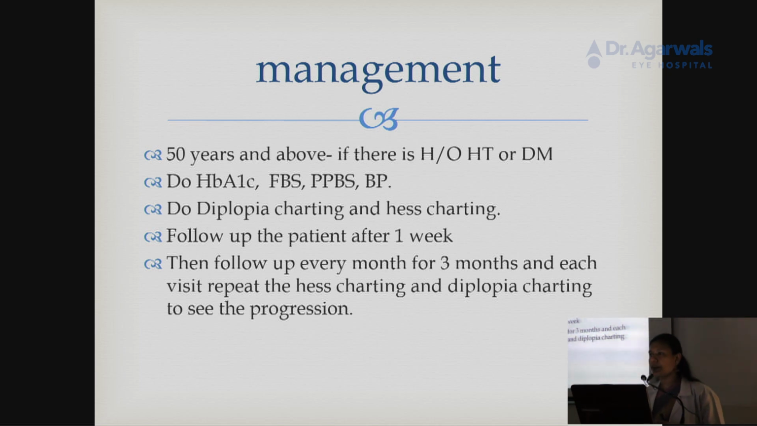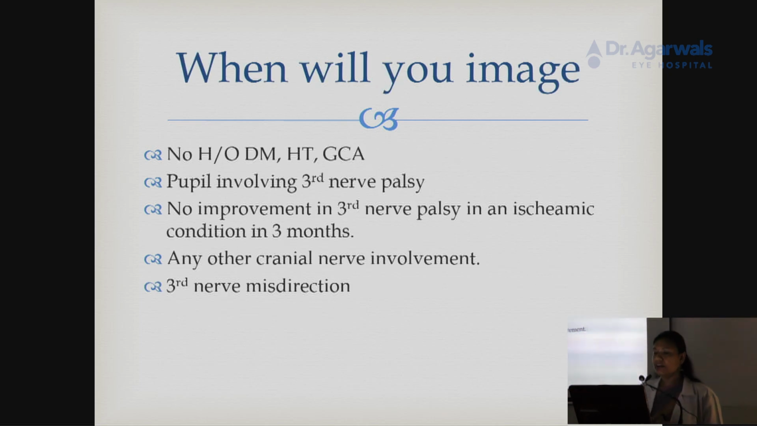If there is no pupillary involvement, call the patient on a monthly basis for a review to see how the patient is progressing. So when will you image? When will you do an imaging in a case of a third nerve palsy? When there is no history of diabetes mellitus, hypertension or GCA, that is, obviously on ruling out your blood sugars and other things, everything is normal, but the patient has got a nerve palsy.